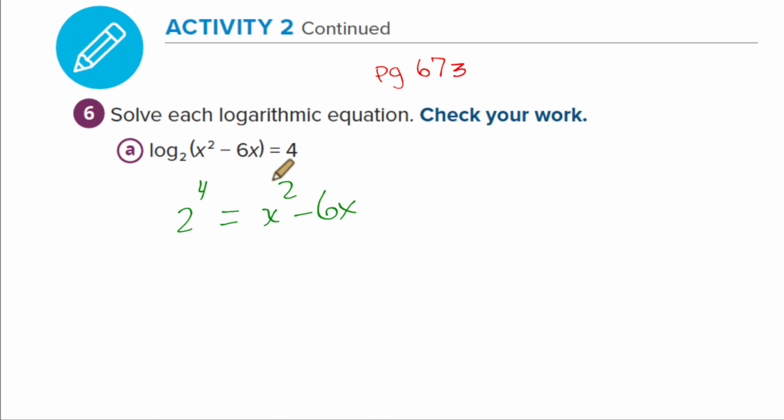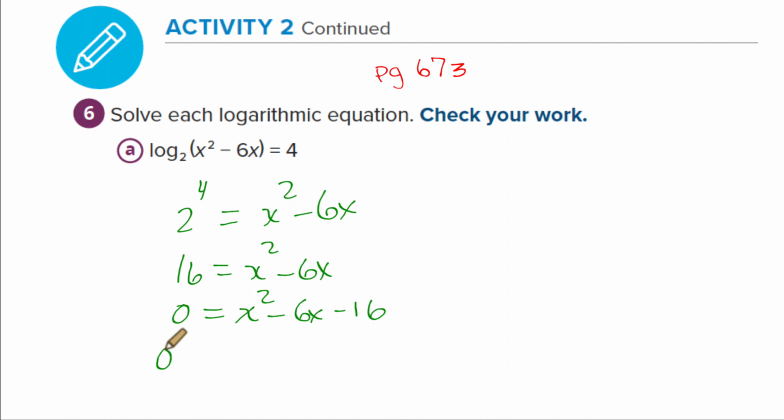Now you can kind of guess what's going to happen here. 2 to the 4th power. Don't say 8. Don't say 8. 2 to the 4th power: 2, 4, 8, 16. So 16 equals x² − 6x. At this point, we should recognize this is quadratic. So I'm going to set it equal to 0 by moving that 16 over. Don't forget to make it negative, right? And now this factors. Oh my goodness.